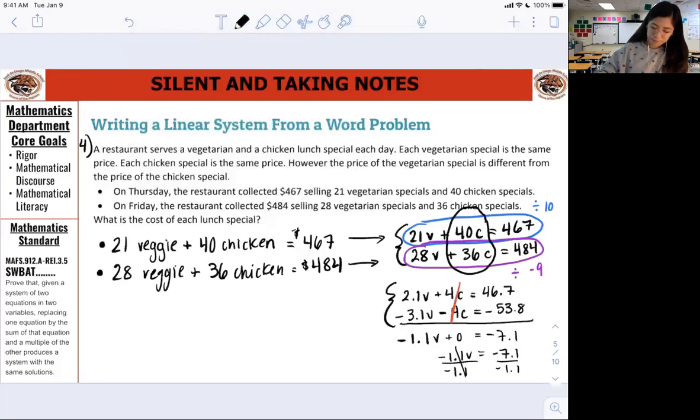What would that be? Oh, negative. And it's a net positive 6.45. Positive 6.45. Exactly.